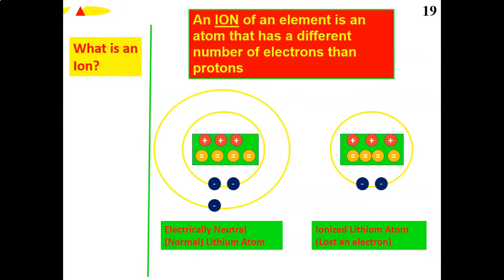Okay, so what's an ion? An ion of an element is an atom that has a different number of electrons than protons. So here we have on the left an electrically neutral normal lithium atom. It has the same number of protons as electrons, so its charge is balanced. And there you see it. That's what a normal lithium atom would look like.